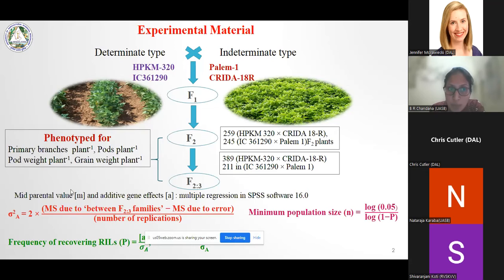And the minimum population size required to recover the RILs that transgress the predetermined standards was predicted as n equals log of 0.05 divided by log of 1 minus p, where p is the probability of RILs that transgress the predetermined standards, and 1 minus p is the probability of RILs that do not transgress the predetermined limits.